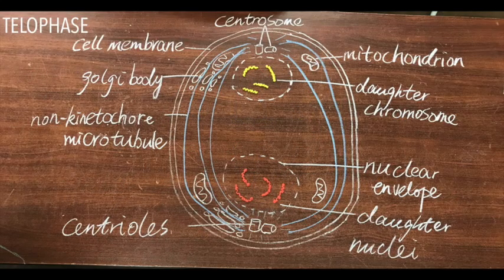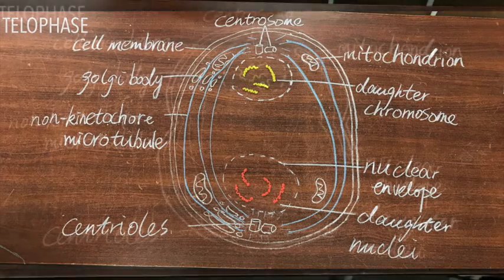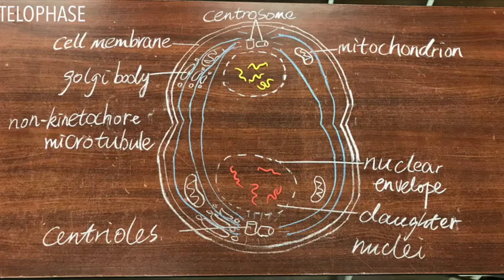Telophase. During telophase, the nuclear envelope begins to form again, and daughter nuclei containing daughter chromosomes are formed at the ends of the cell. The non-kinetic core microtubules continue to lengthen the cell, and the chromatin fiber starts to loosen in each chromosome. By the end of telophase, the chromosomes are less tightly coiled and a cleavage furrow begins to form.